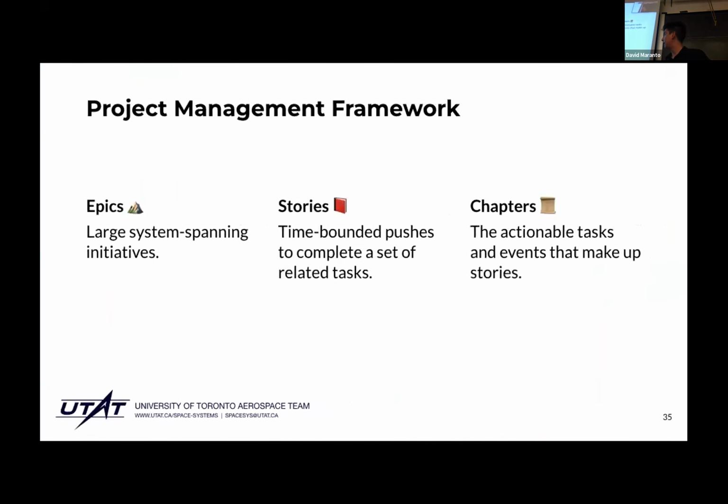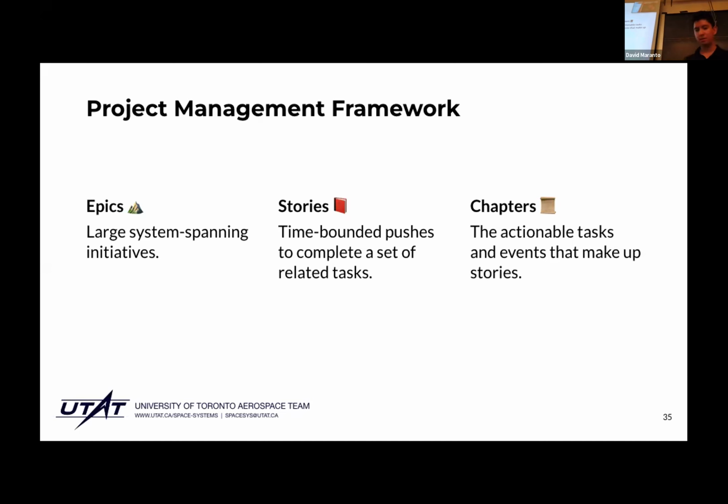We are again taking a little page out of the way that Agile structures projects. Generally speaking, we categorize all activities on the team into three broad areas: epics, stories, and chapters. Epics are effectively large system-spanning initiatives. They are things like detailed design, concept of operations, high level design. Those are the big chunky sections inside of the V model you saw earlier.